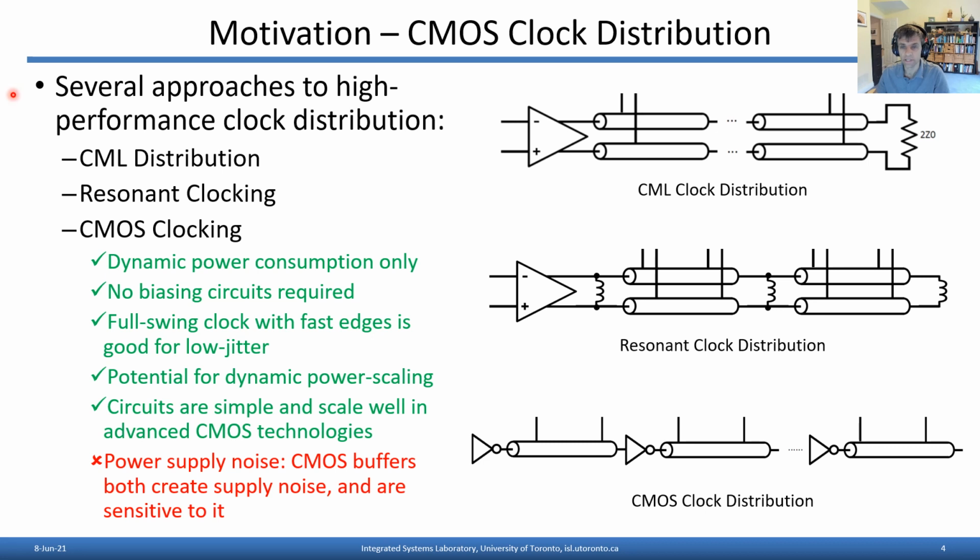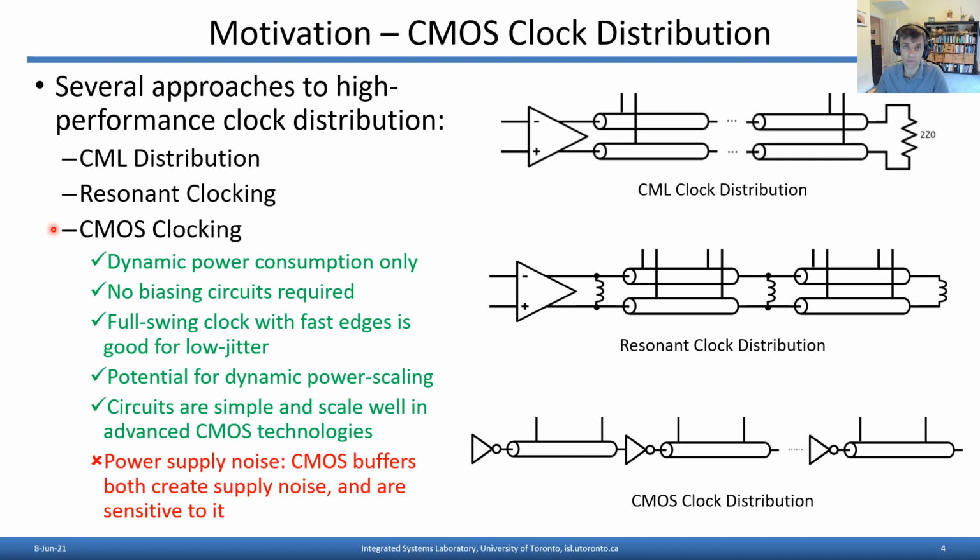Several approaches have been taken to high-performance clock distribution. Current mode logic, or CML, clock distribution and resonant clocking have both been used with great efficacy. CML clock distribution makes use of differential pair-based buffers, whereas resonant clocking uses passive inductors to help efficiently amplify high-frequency clocks, even in the presence of large capacitive loads. However, recently CMOS clocking has been increasingly used for the distribution of very high frequency and precise clocks.